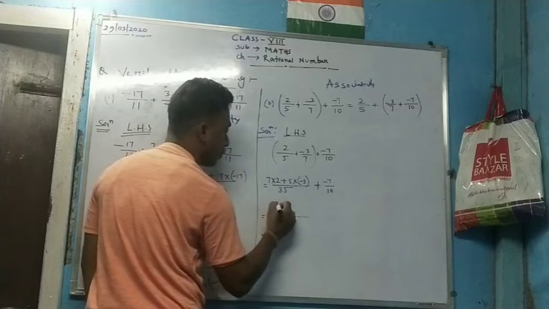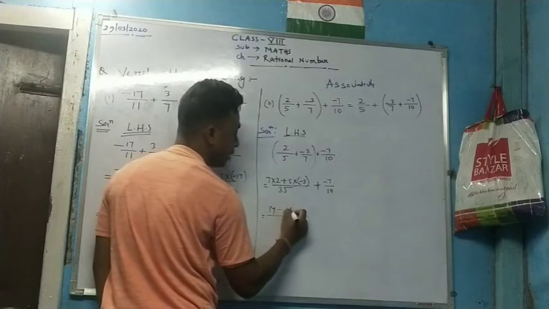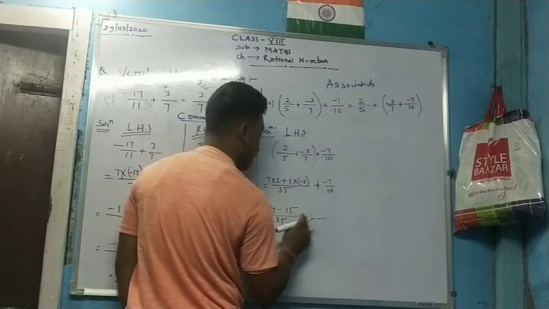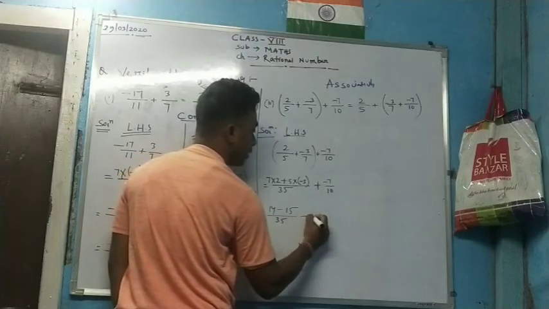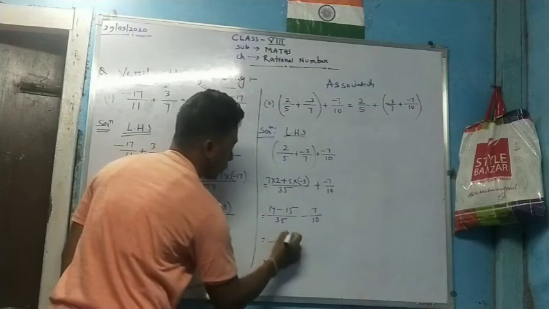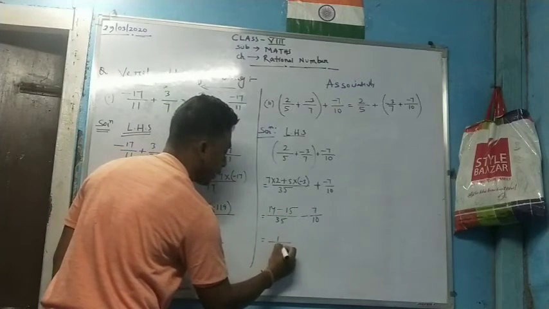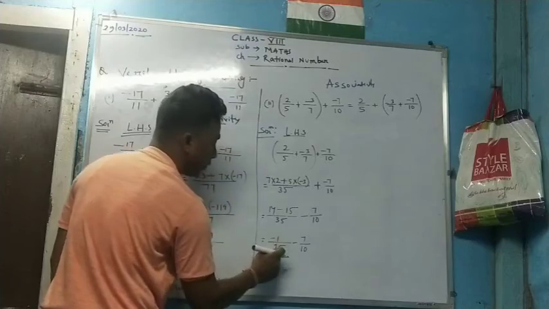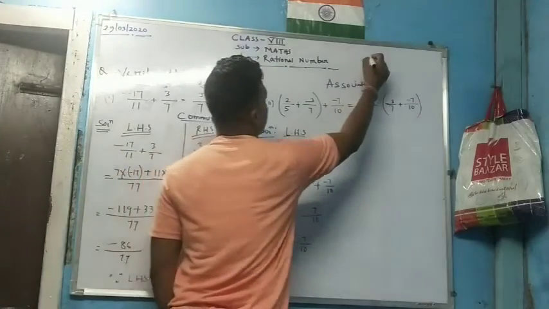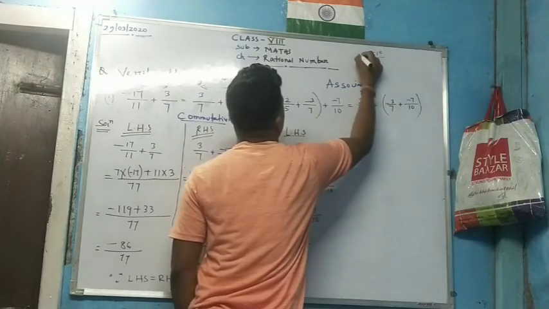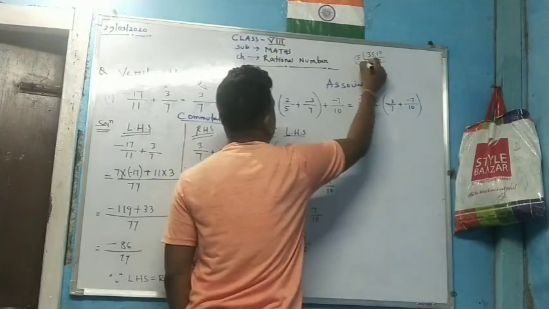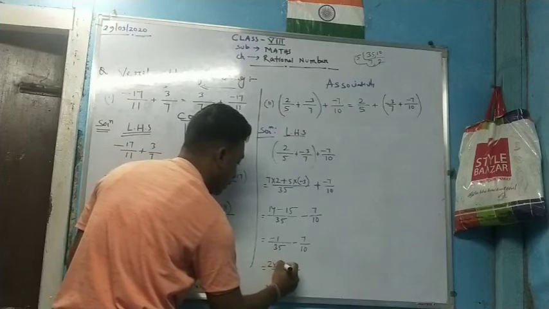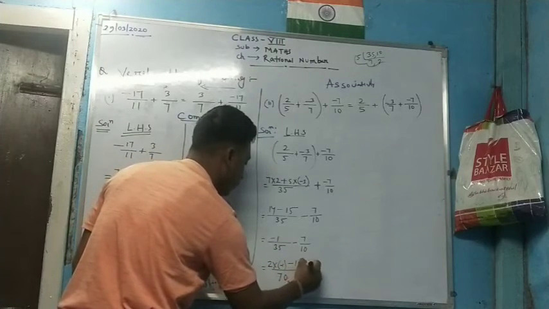So 7 2 is 14 plus minus 5 3 is 15, by 35, plus minus 7 by 10. So minus 15 plus 14, 1 by 35. The bigger number is 15, so it will be minus 1 by 35 minus 7 by 10. So we have to find the LCM of 35 and 10. 35 into 2 is 70. 2 into minus 1, minus 7 into 7.